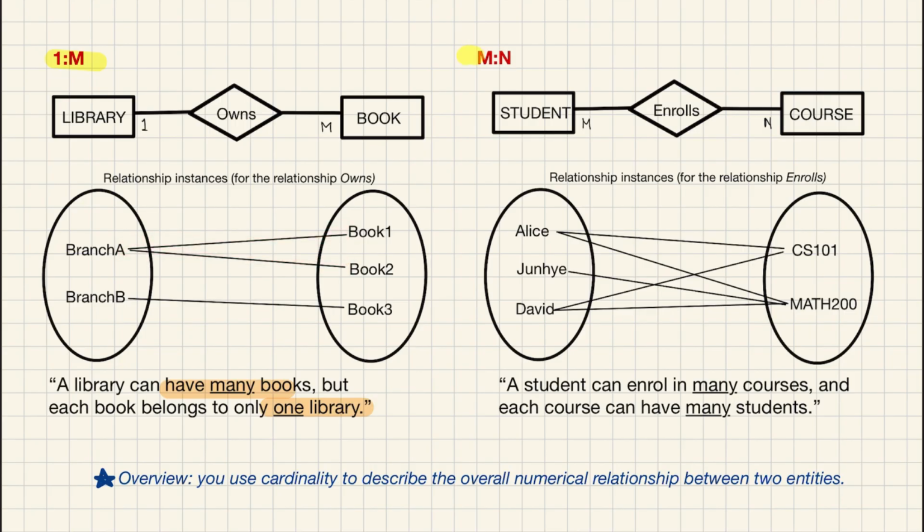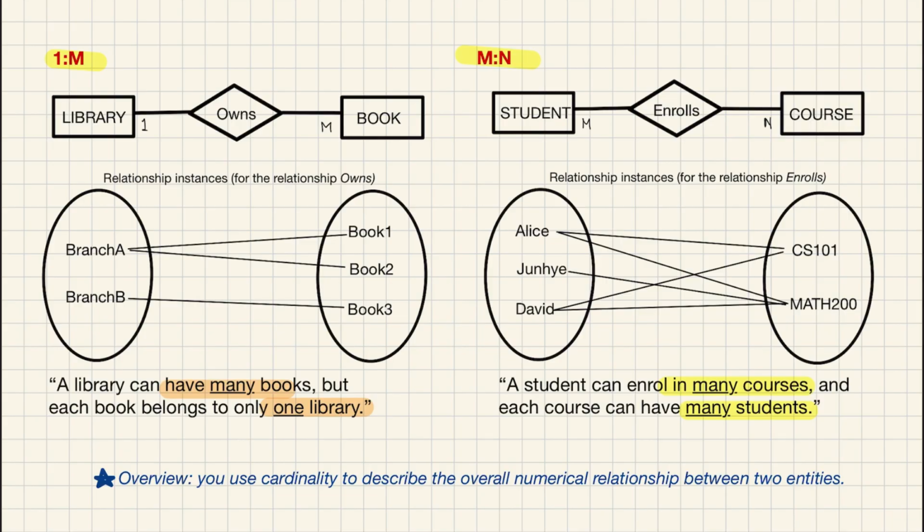Next, we have a many-to-many relationship. So a student can enroll in many courses, and each course can have many students. Alice is enrolled in CS 101, Junhee is enrolled in Math 200, David is enrolled in CS 101 and Math 200. And likewise, the courses can contain many students. As we can see here, for example, Math 200 contains all 3 students.